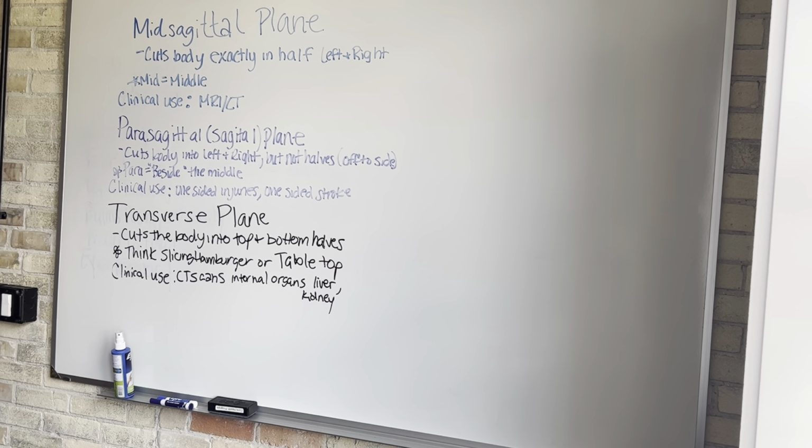Right, so now we are going into the planes. These are some of the major body planes. Number one, we have the mid-sagittal plane. The mid-sagittal plane cuts the body in half, so that's going to be your right side and your left side. A way to remember this would be mid-sagittal, mid, middle. So you're cutting it from the middle.